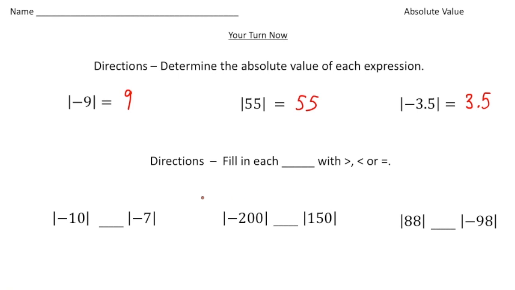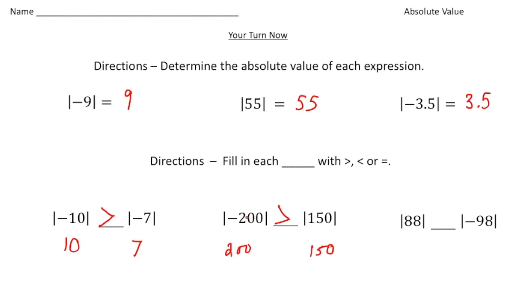Now for these, you had to fill in the blank with either the greater than, less than, or equal sign. So here we have the absolute value of -10, and then also the absolute value of -7. Well, I know the absolute value of -10 is positive 10, and the absolute value of -7 is 7, and I know that 10 is greater than 7, so it's going to be like this. The next one, the absolute value of -200, well, I know it's 200, and the absolute value of 150, well, I know that's 150, and 200 is greater than 150, so it's going to be greater than.